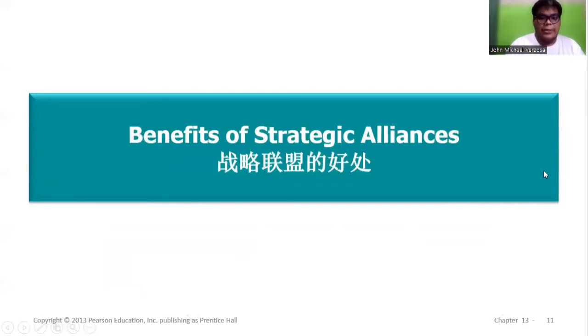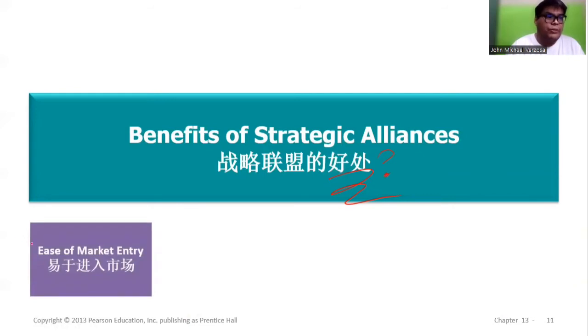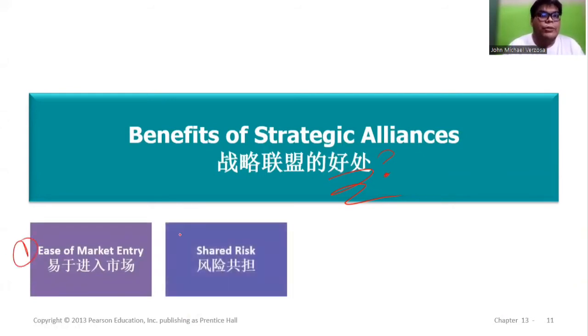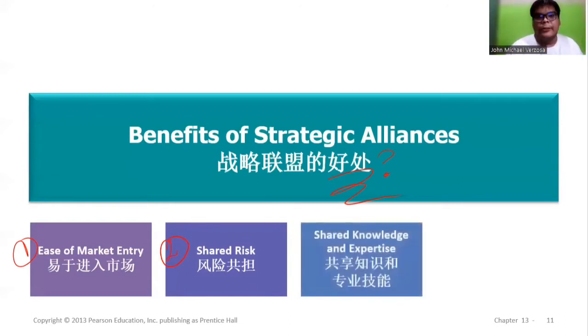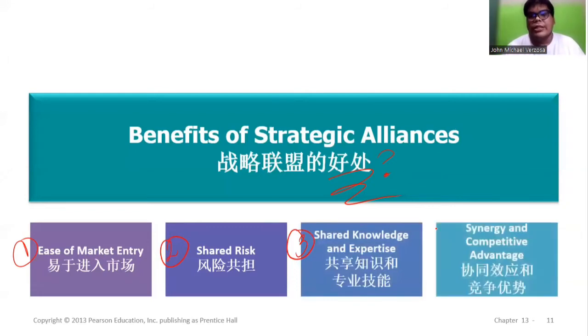So what are the benefits of strategic alliances? First, it gives you ease of market entry. Second, it gives both companies shared risk. Knowledge is shared as well as expertise. Okay, and lastly, synergy and competitive advantage. So these are the benefits. We'll discuss each of these.